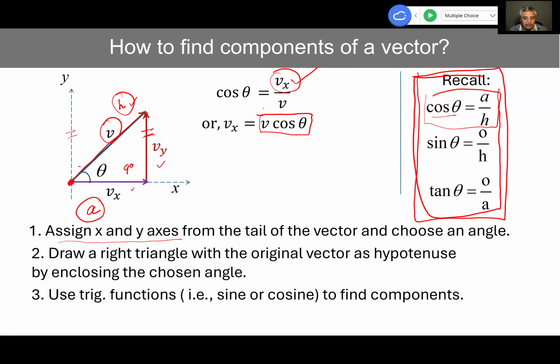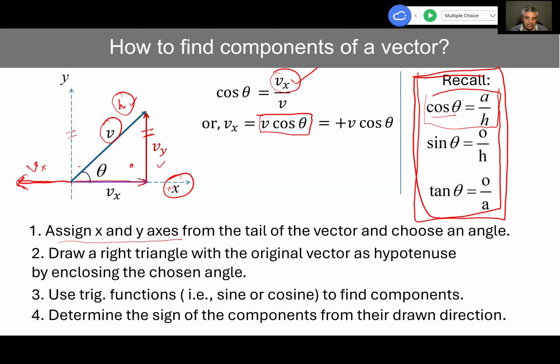So now, this being a vector, this is the value of the x component. How about direction? For direction, we need to identify whether it's a positive sign or a negative sign. In this case, Vx, the x component, is pointing right along the x direction, not the opposite. If the Vx was pointing opposite, like this, of the positive x, that would be negative. But here it's pointing right in the direction of positive x. So that's why it has a positive sign. So we write positive v cosine theta.